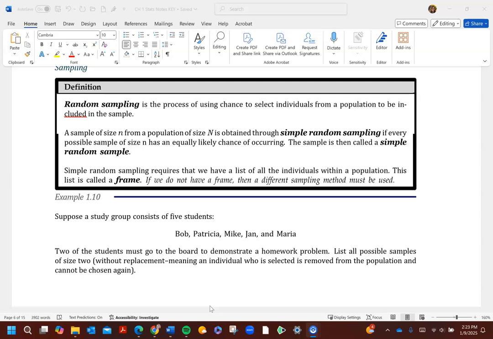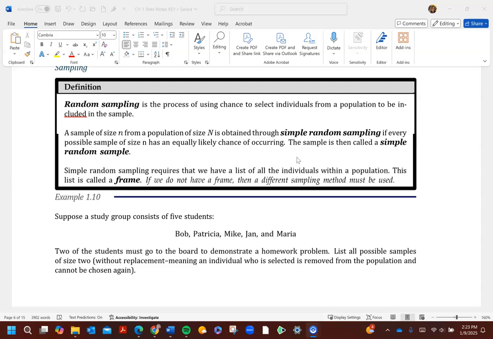The sample size we'll refer to as a small n. The population size is capital N. We often use the words simple random sample to notate that. So we need to have a list of all the individuals in the population. That's called the frame. If we don't have that, we need to use different techniques, which we'll get into further along.